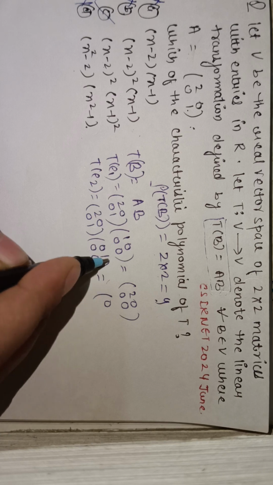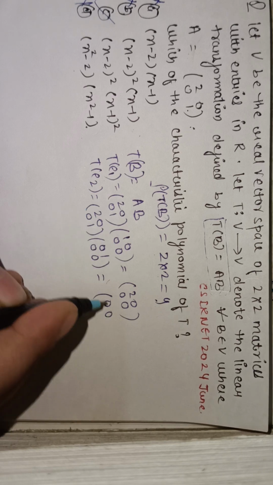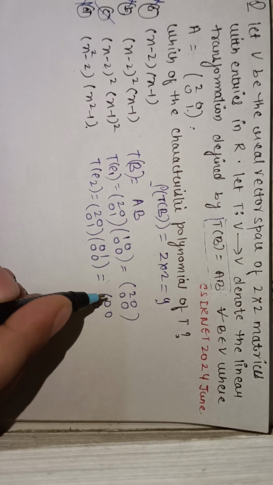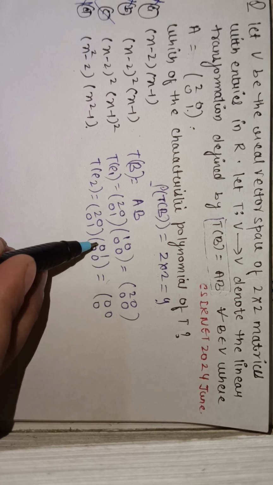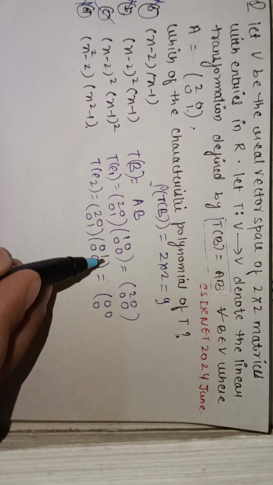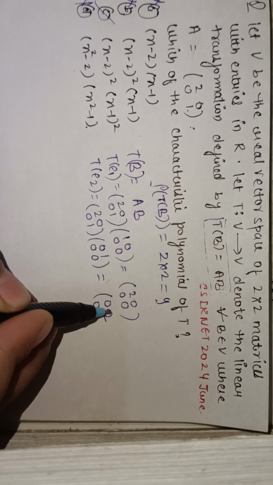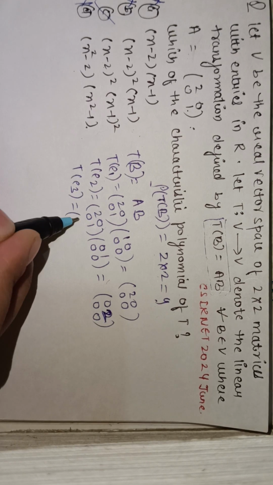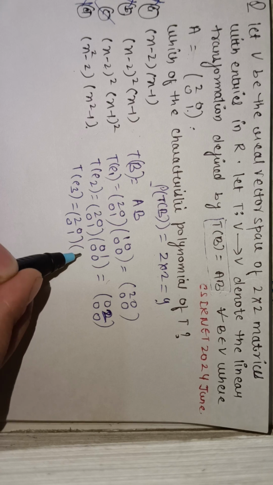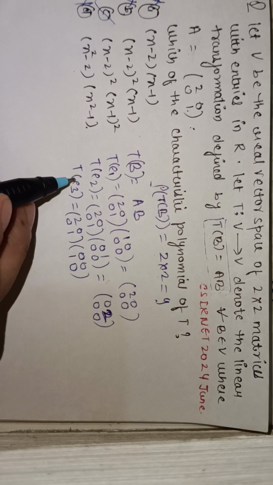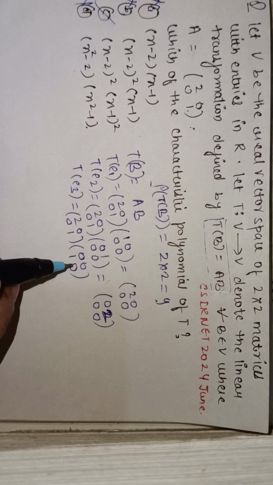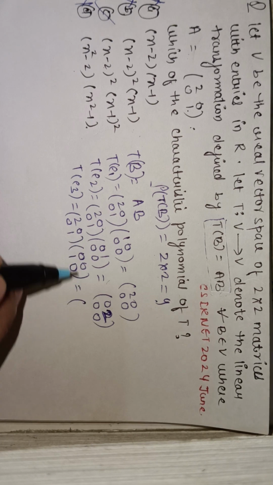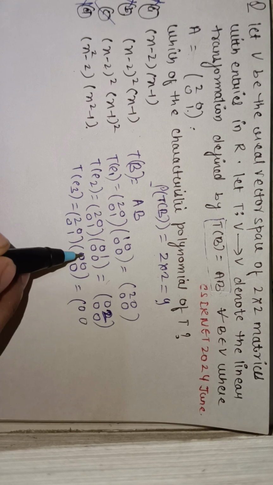[[0,2],[0,0]]. Sorry, this is 0, this is 0 2, and this is 0. Again, T of E3 is [[2,0],[0,1]] into E3, which is a standard basis element, so we get [[0,0],[1,0]].